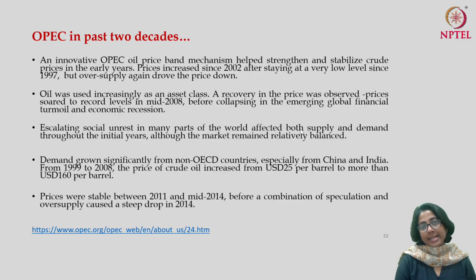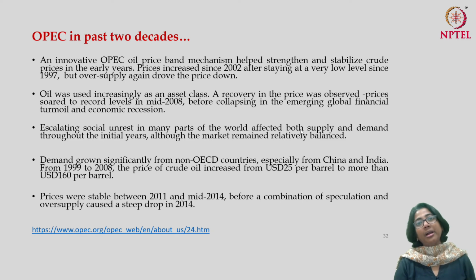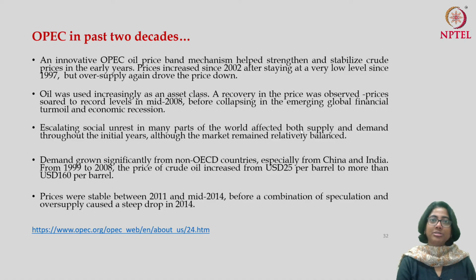Although it could be said that the world market in terms of supply, demand and price remained relatively stable as compared to what was observed in the previous decades, there was an interesting thing that happened on the demand front. A lot of demand for oil started coming from the developing world, especially from China and India, and the share of demand from the OECD countries started declining.